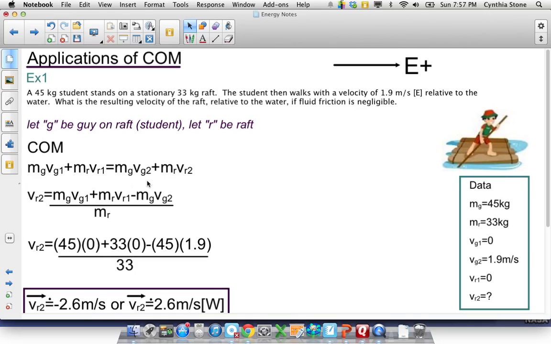And so the question is, where's the raft going to go? He starts moving east. What's the raft going to do? And you should figure that the raft will want to go west, right? Sort of to counteract his motion east. If you get thinking about this one too much, it'll drive you crazy, by the way.